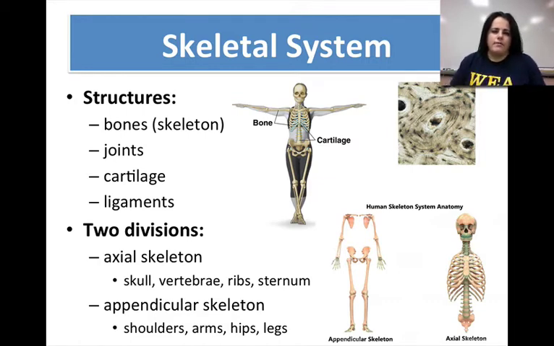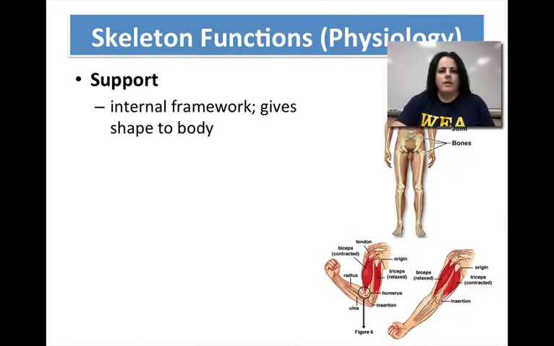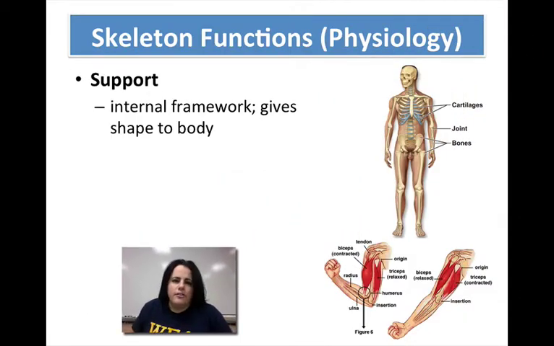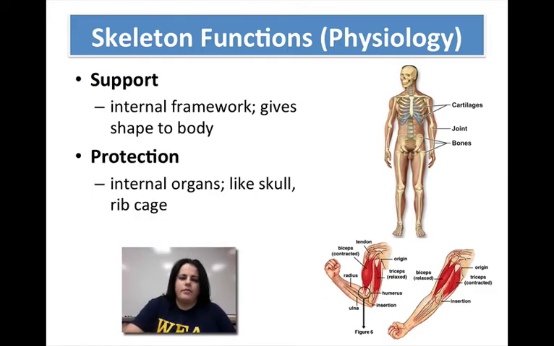And then we have the rest, or the appendages, called the appendicular skeleton, which includes the shoulders, the arms, the hips, and the legs. There are several functions that the skeletal system has. The first one is support, and the second one is protection. These go hand in hand.